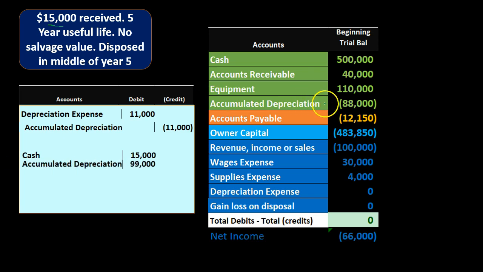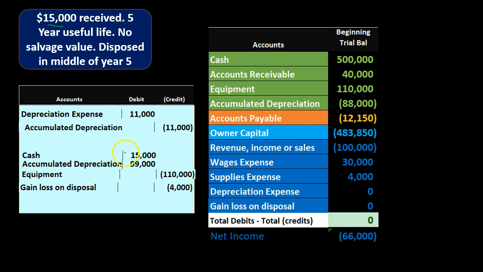So the accumulated depreciation, remember, has a credit balance, and it's really 99,000 at this time, the 88,000 plus the 11,000. It has a credit balance. We're going to take it off the books, doing the opposite thing to it, a debit. The equipment is on the books for $110,000, debit. We're going to take it off the books by doing the opposite thing to it, a credit. And then the difference is going to be $4,000.